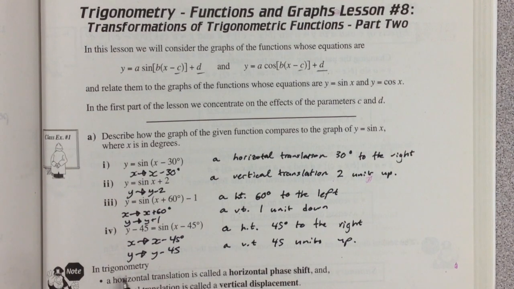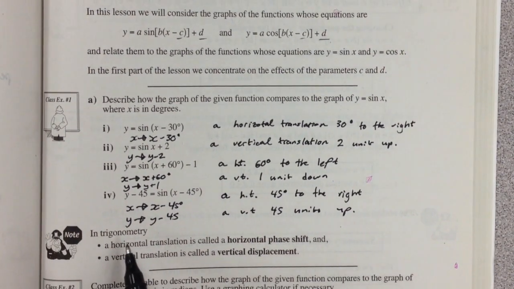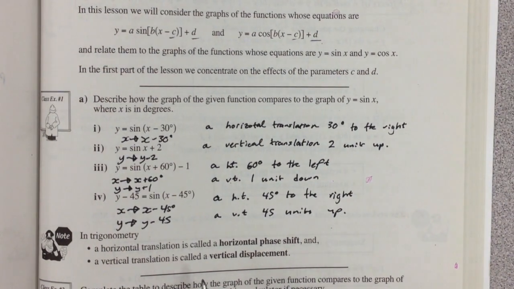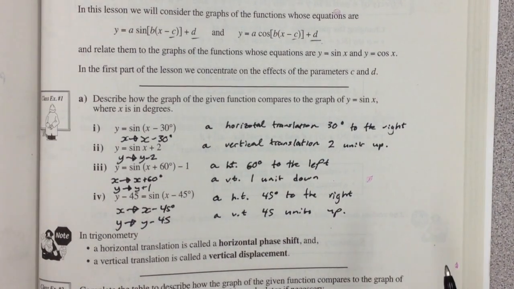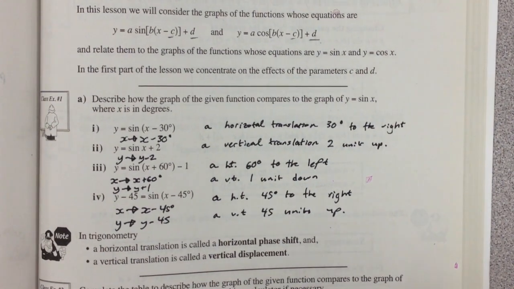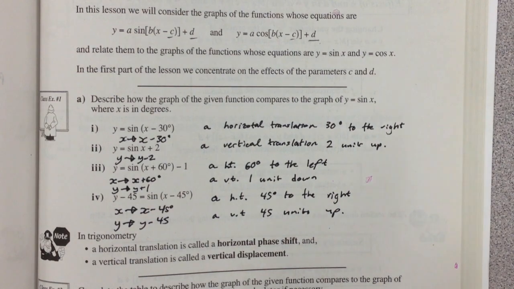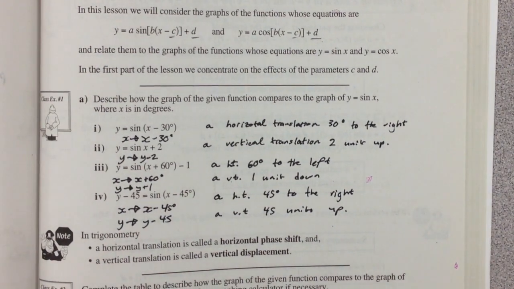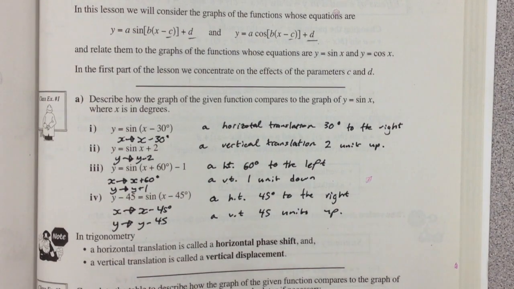Alright, so in trig, this is something that's new. In trig, a horizontal translation is called a horizontal phase shift, and a vertical translation is called a vertical displacement. The reason why is because if you look at the graphs of cosine ratios, sine ratios, tan ratios, they act like waves, right? And if we think about how we use waves in physics, we use them as physical representations of sound or of light, or just to describe how a slinky moves. And then we talk about those things in terms of their velocity and their displacements.